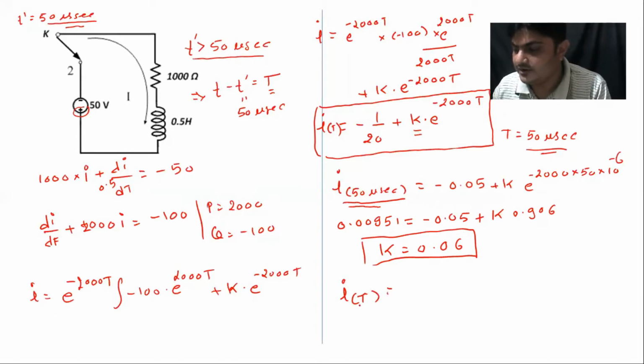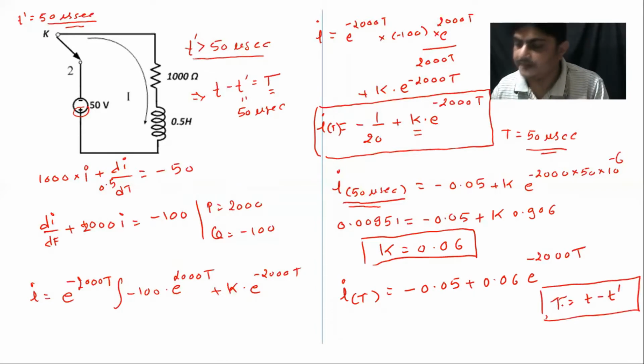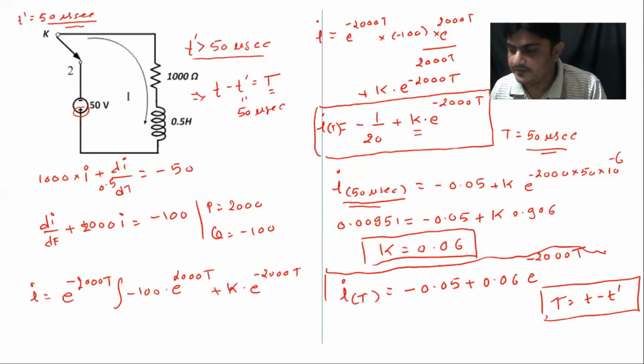Now put this value of k in this equation, so we get your final expression, that is I of capital T, equal to minus 0.05 plus 0.06 e raised to minus 2000 T, where capital T is equal to t minus t dash, and t dash is 50 microseconds. So this is my expression for current for t greater than 50 microseconds.